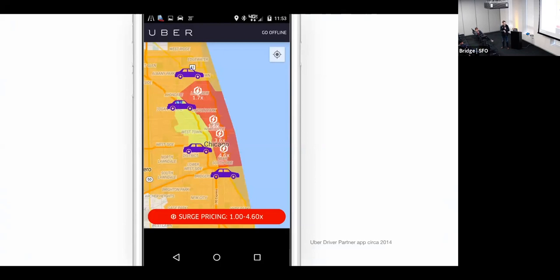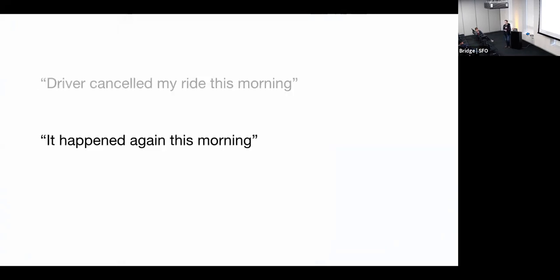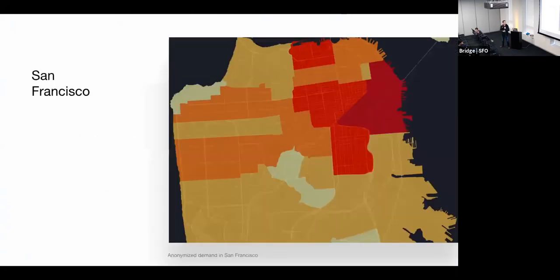But we ran into a new problem when we did this. We started hearing reports that drivers were canceling rides of the riders. They were rejecting their requests and canceling, and we needed to dig into this and figure out what was going on. Here's what the analysis of this was.